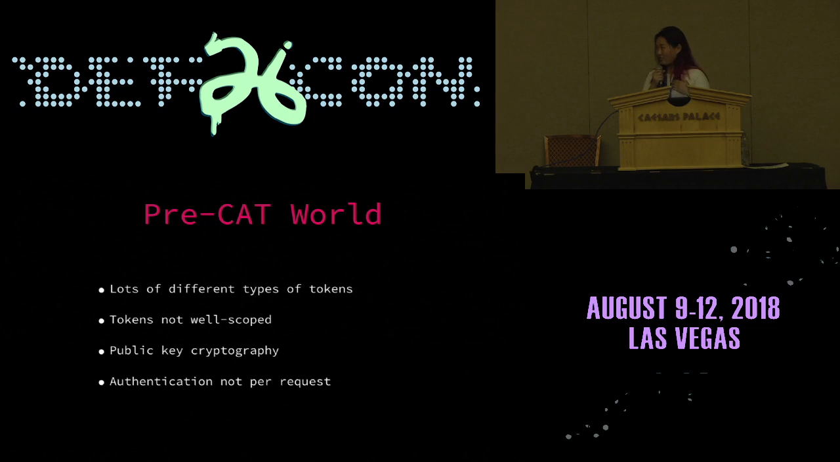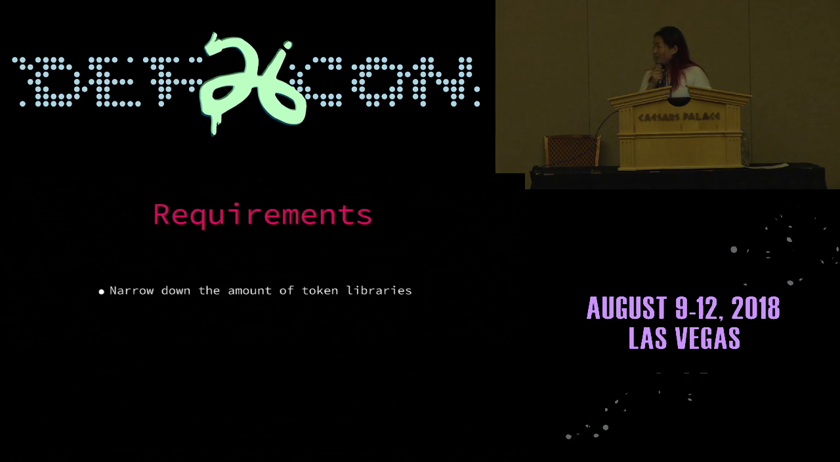So given all of these issues, we wanted to build something that was scalable, satisfied our use cases, and was flexible to our many authentication flows. The things that are a must for this new authentication token are, A, we want to narrow down the amount of token libraries, which means that we want this token protocol to be usable for all different entities, because that's the main motivation for having all these different libraries.